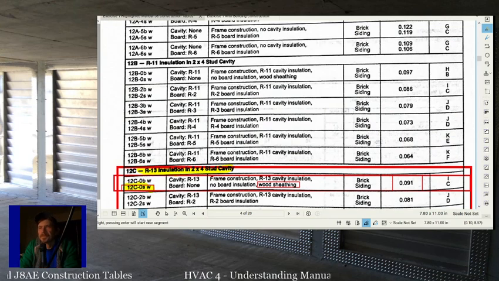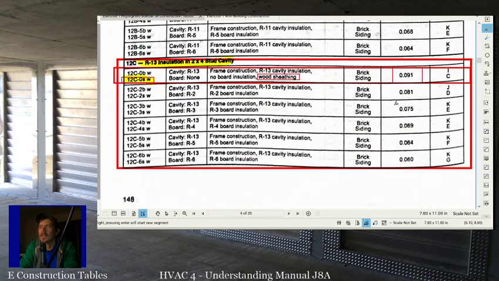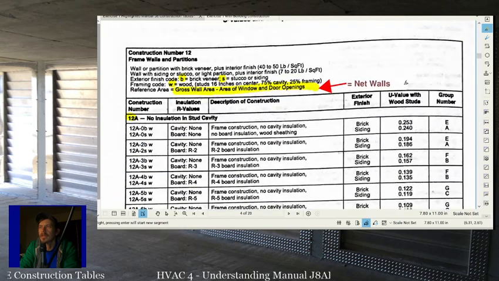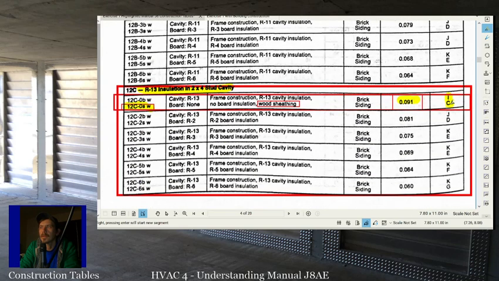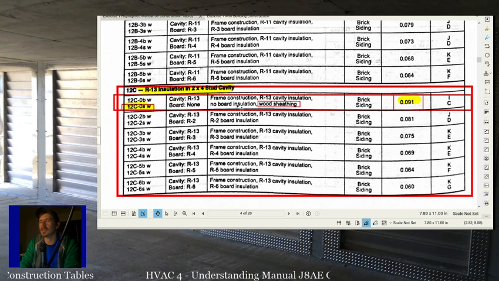Right here, our walls. Okay, remember our wall was 2x4, R13 insulation, wood sheathing, no board insulation, right? So this is our wall. With walls, you'll notice we have a U value here, and then all the way to the right we have a little number. So our U value's here, that's for heating, and then we have a group number for cooling, right there. Well, you have to pay attention.